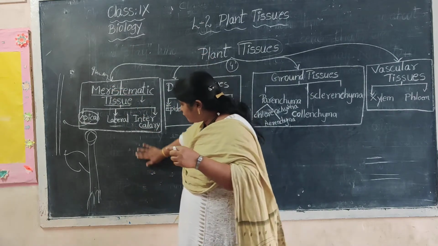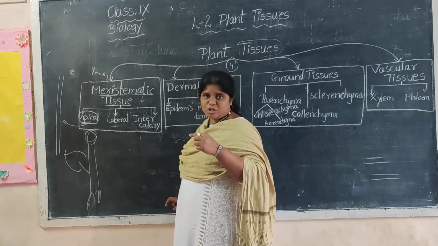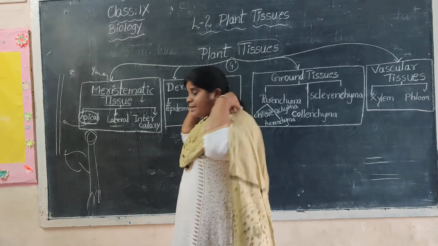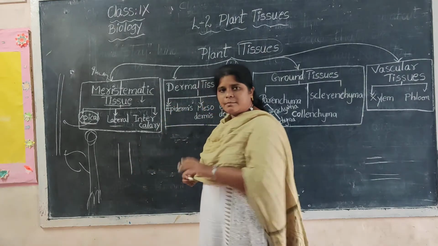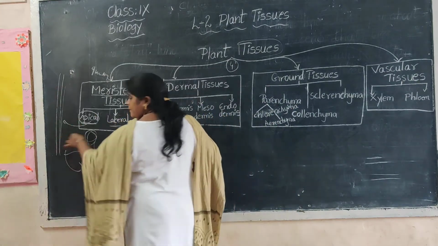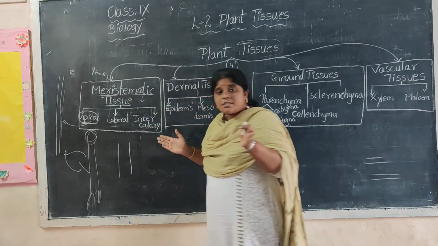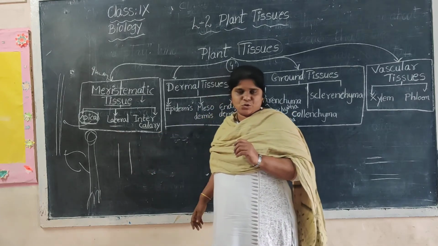That means the growth of the plant, the length of the plant, will be increased by apical meristematic tissue. Now when you come to lateral meristematic tissue, the girth of the stem, girth means width. So the length will be increased by apical. The girth of the stem will be increased by lateral meristematic tissue.